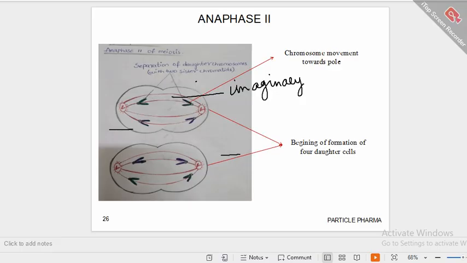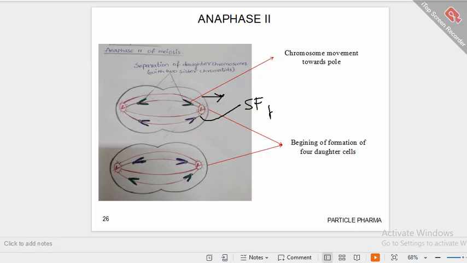Sorry, anaphase 2. In anaphase 2, what will happen is sister chromatids, which are there in the center or at the metaphase plate, are pulled apart. Now they have moved towards the poles of the cell, and this separation is done by spindle fibers. They will get shortened and they will pull the chromosomes to one end.